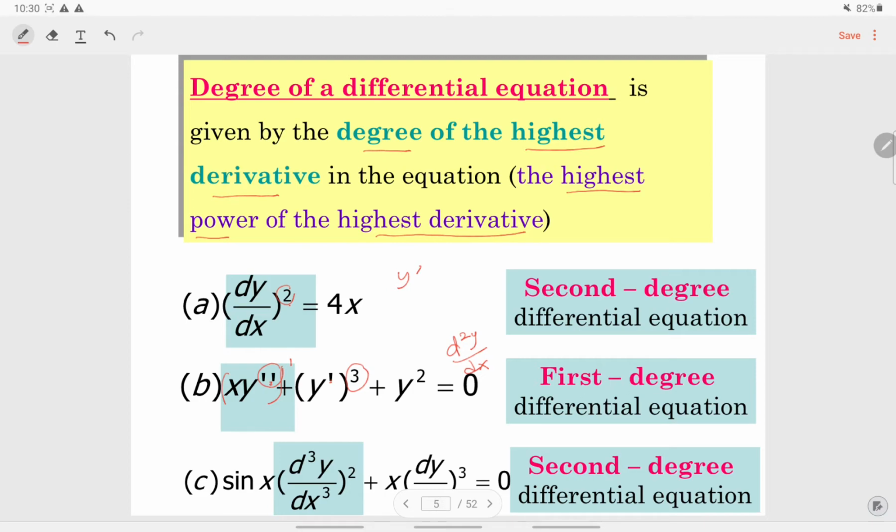For c, what is the highest derivative of this equation? Third order derivative, right? So it has the second degree differential equation.